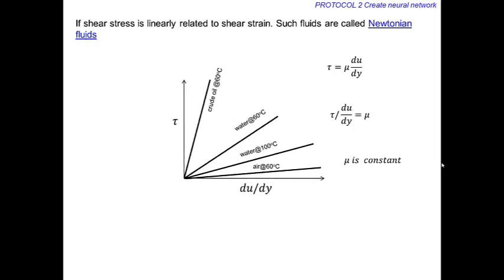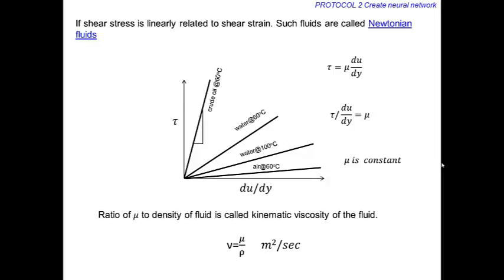For example, shear stress-shear strain relationship of various fluids are represented in this figure. The slope of each line is the dynamic viscosity of the fluid. The ratio of the coefficient of dynamic viscosity to the density of a given fluid is called its kinematic viscosity, represented as the symbol nu. The unit of nu is meters square per second.